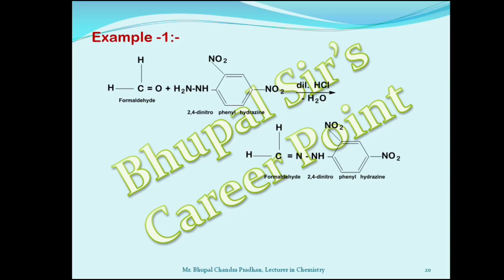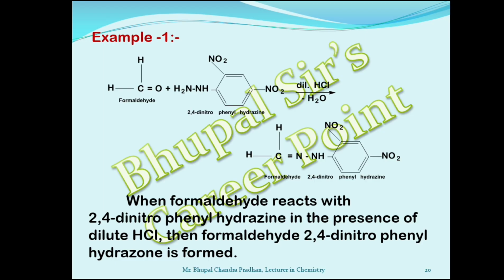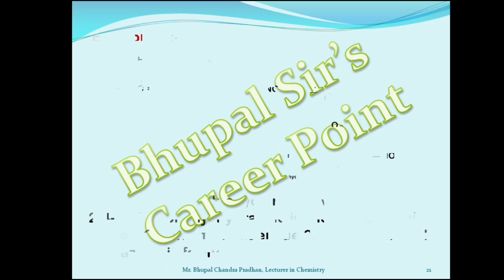Water molecule will be eliminated. How? The oxygen atom of carbonyl group and H2 of 2,4-dinitrophenylhydrazine is removed as water molecule to give us formaldehyde 2,4-dinitrophenylhydrazone. In the statement we have to write down, when formaldehyde reacts with 2,4-dinitrophenylhydrazine in the presence of dilute HCl, then formaldehyde 2,4-dinitrophenylhydrazone is formed.